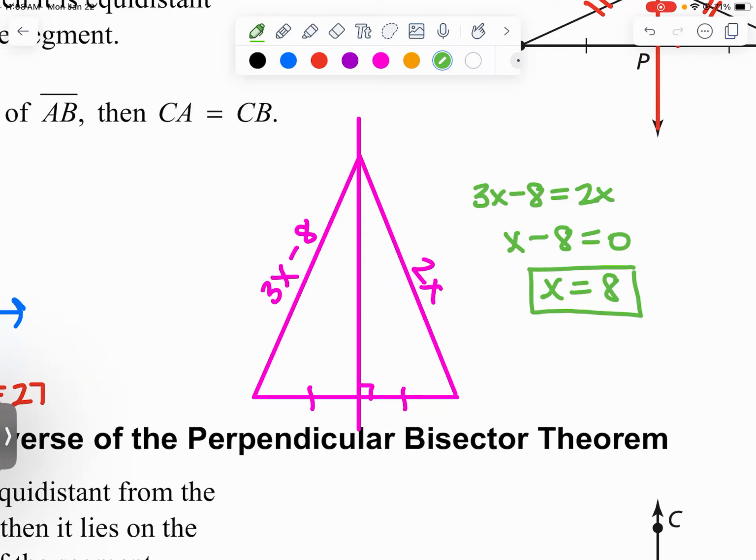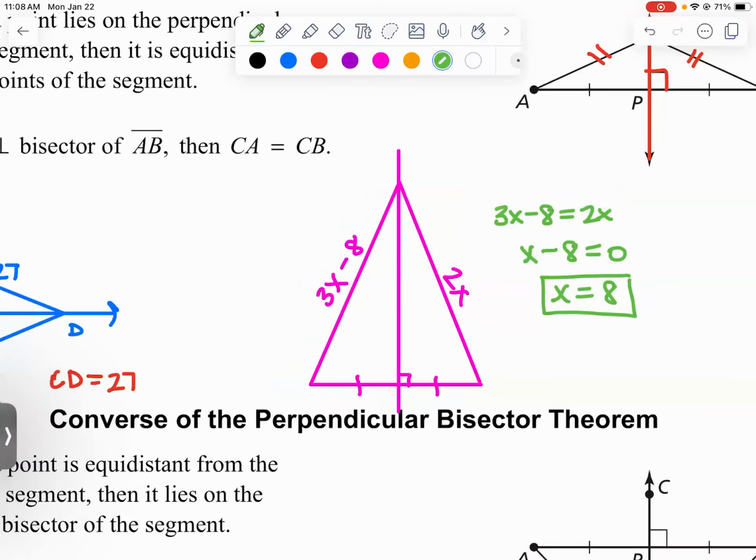So there are two different ways you could solve this equation. You could subtract 3x and have -8 equal -x, which means x equals 8. Or you can do it like this. I like both ways. You do you, Sam. Okay.